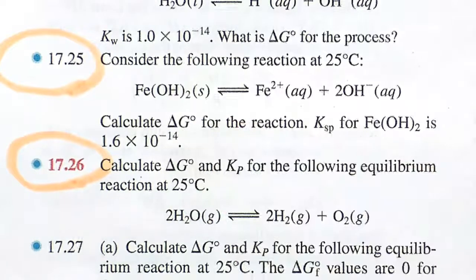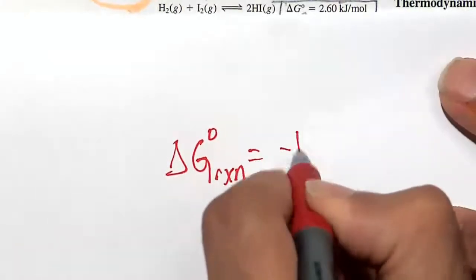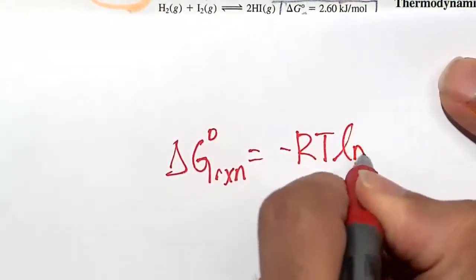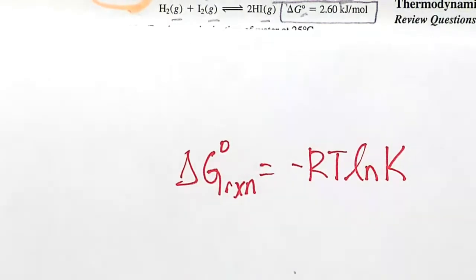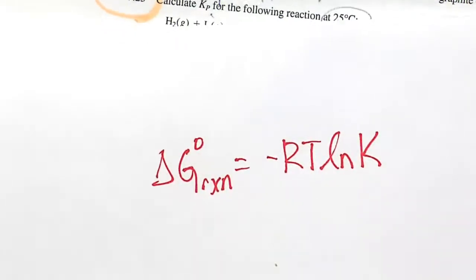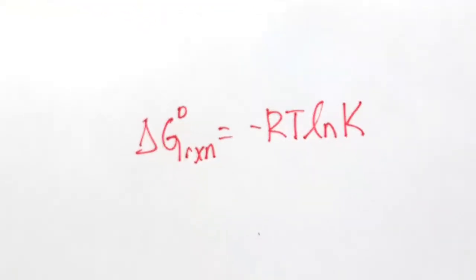So we'll use K, and the equation for that is delta G naught equals minus RT natural log of K, because we're at equilibrium. This particular K happens to be Ksp. It could be Kp like we did in the previous problem. It could be Kw. It could be Kc. It doesn't matter. K is a K: products over reactants, each raised to the stoichiometric coefficient.